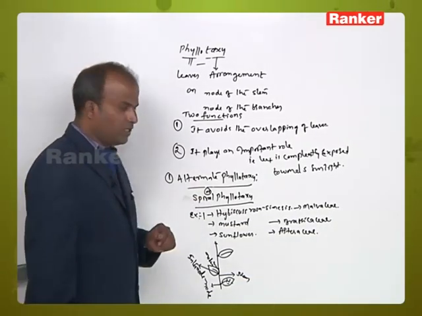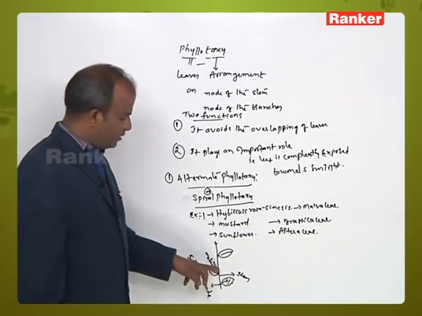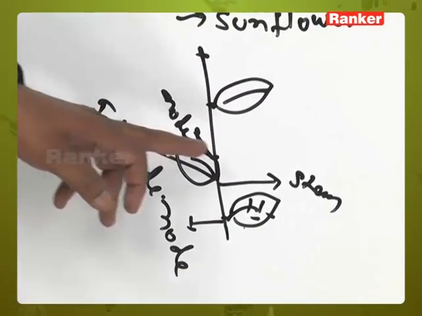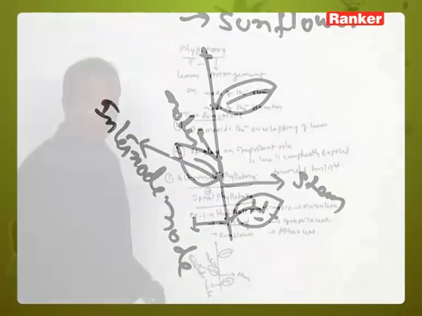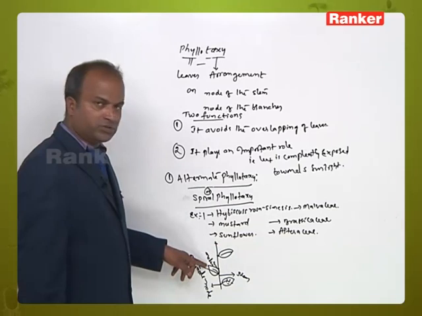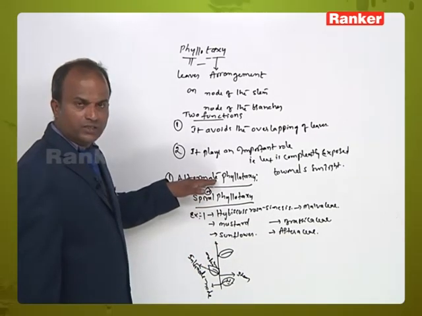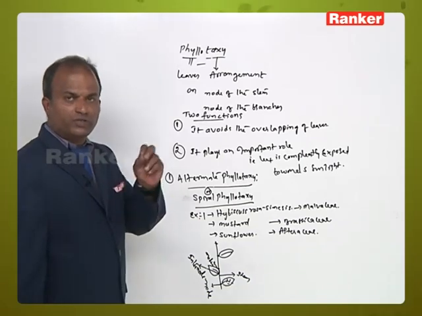In this alternate phyllotaxy, from the first node one leaf arises. From the second node, the second leaf arises, opposite to the first leaf. From the third node, the third leaf arises, opposite to the second leaf. This type of arrangement is alternate phyllotaxy.